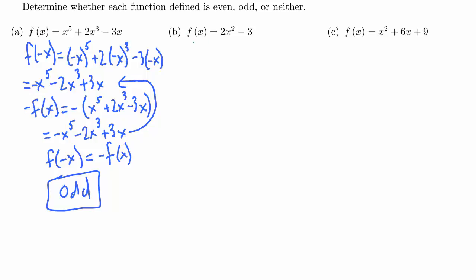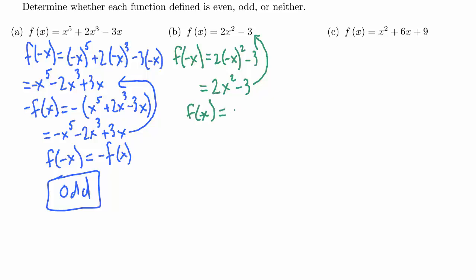Example B. We have f of x equals 2x squared minus 3. Again, we always start out with f of negative x. So that gives me 2 times negative x squared minus 3. And then simplifying, that gives me 2x squared minus 3. Notice that these two are the same. That tells me that f of negative x is equal to f of x.